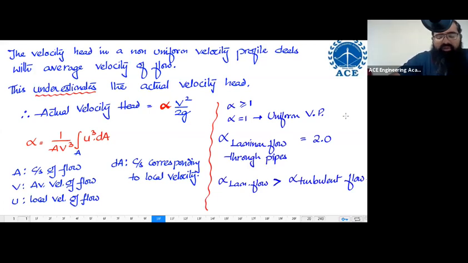In the next chapter, you are going to have one more similar correction factor, known as the momentum flux correction factor, represented by beta. The only difference is that instead of cube, you will have square. The concept will be the same. That is beta, called the momentum flux correction factor. So this is the concept of the kinetic energy correction factor. You can take a snapshot very quickly. We'll move further. This is a very, very important result.